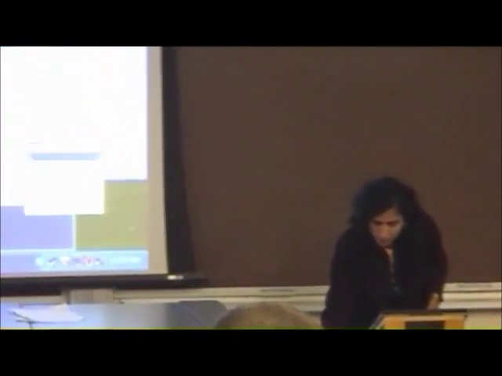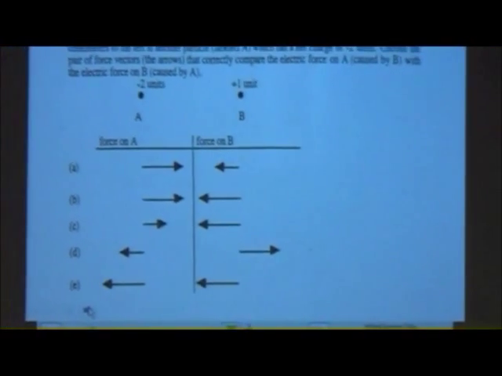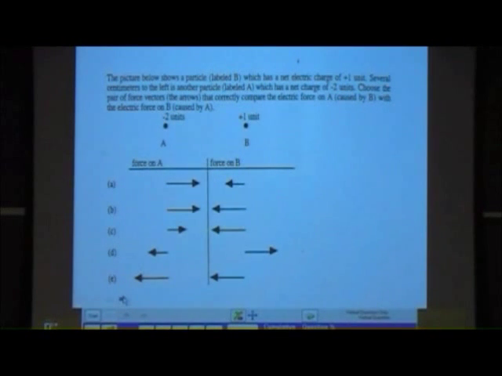Okay. Any questions about that, folks? Okay, let's look at another question then. So here is another question. It says the picture below shows a particle labeled B, which has a net electric charge of plus 1 unit.